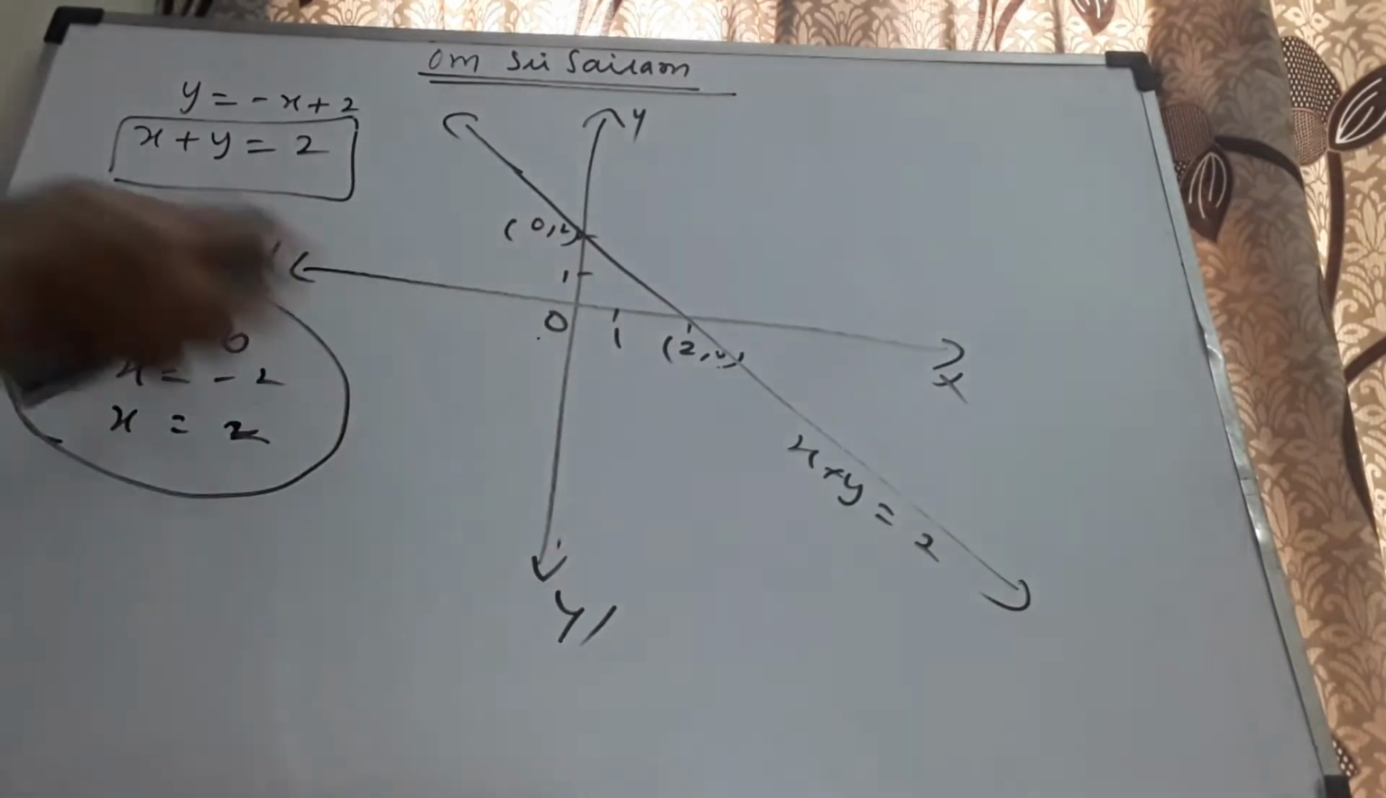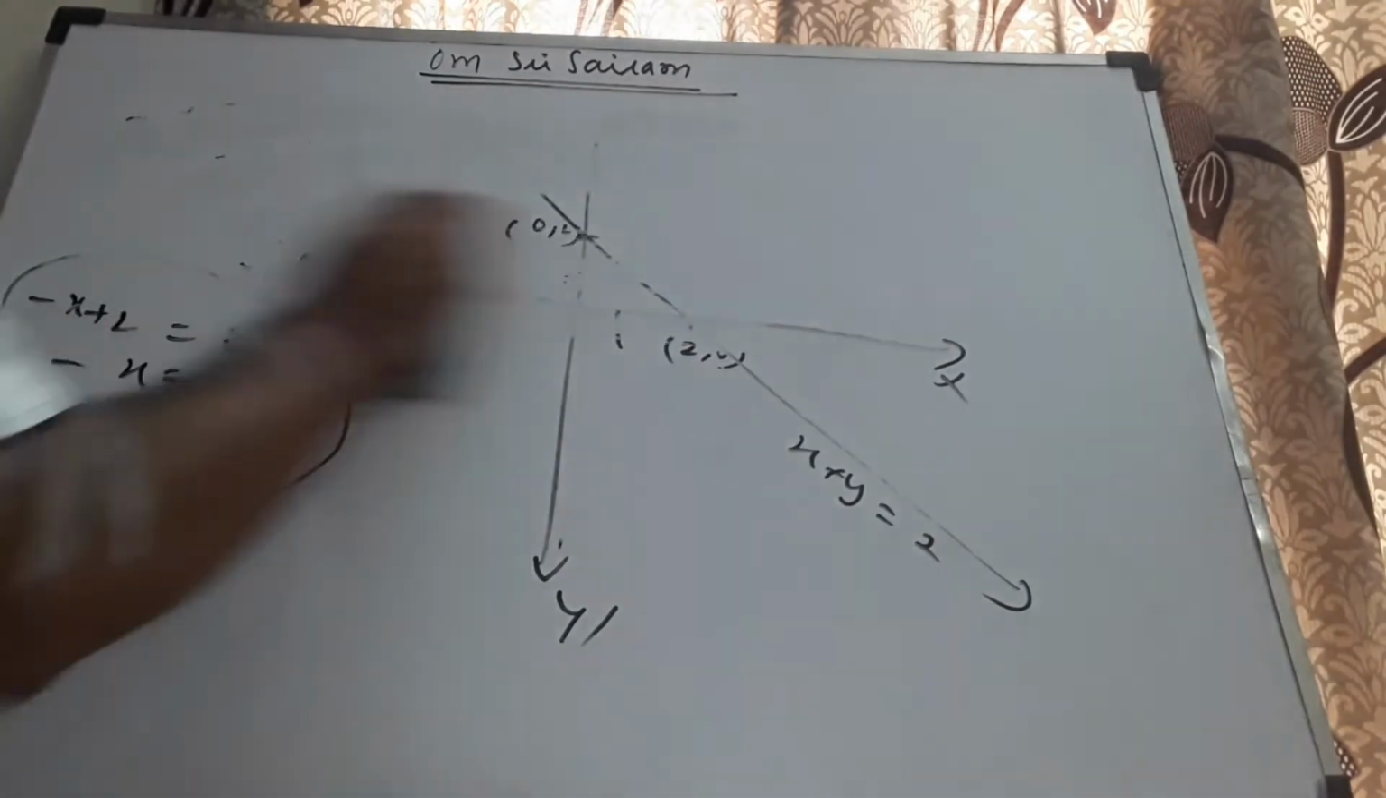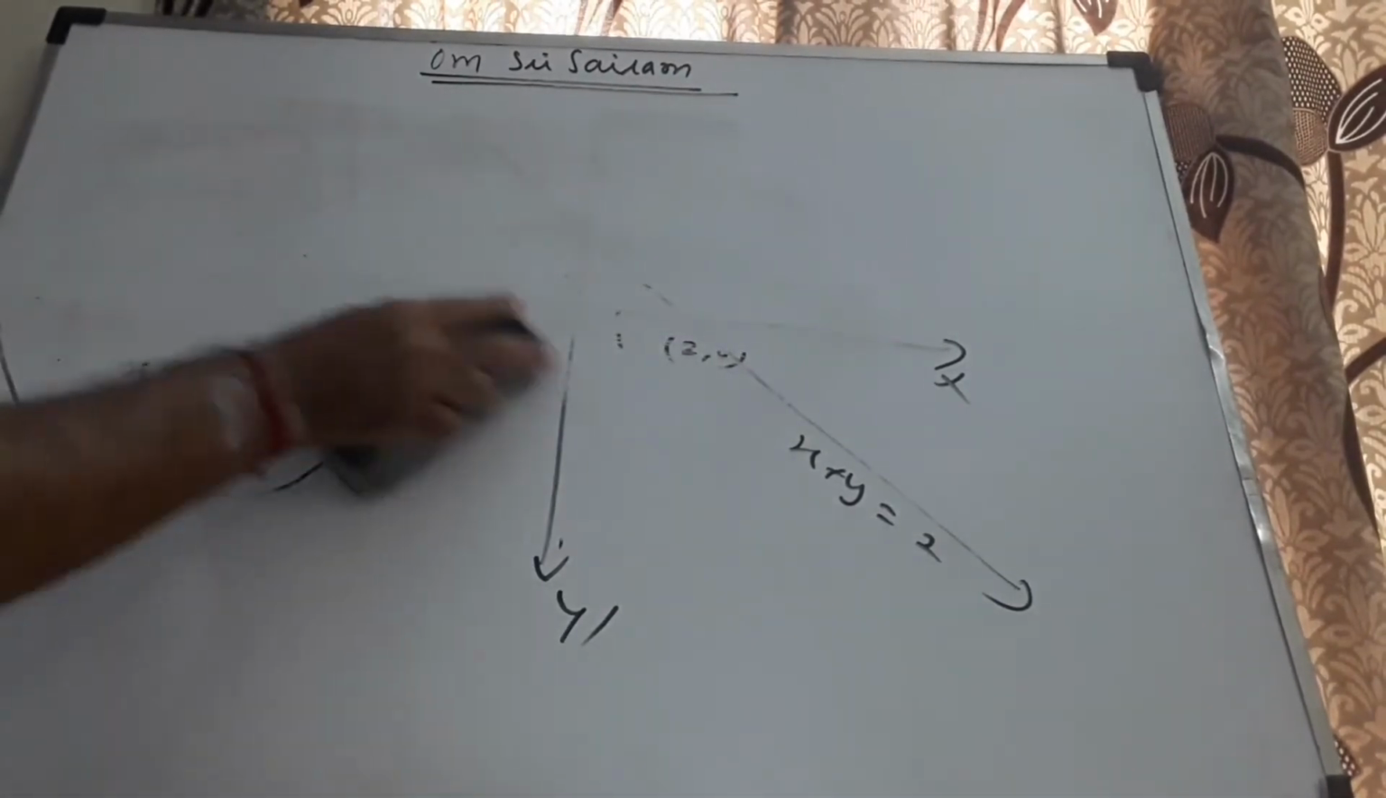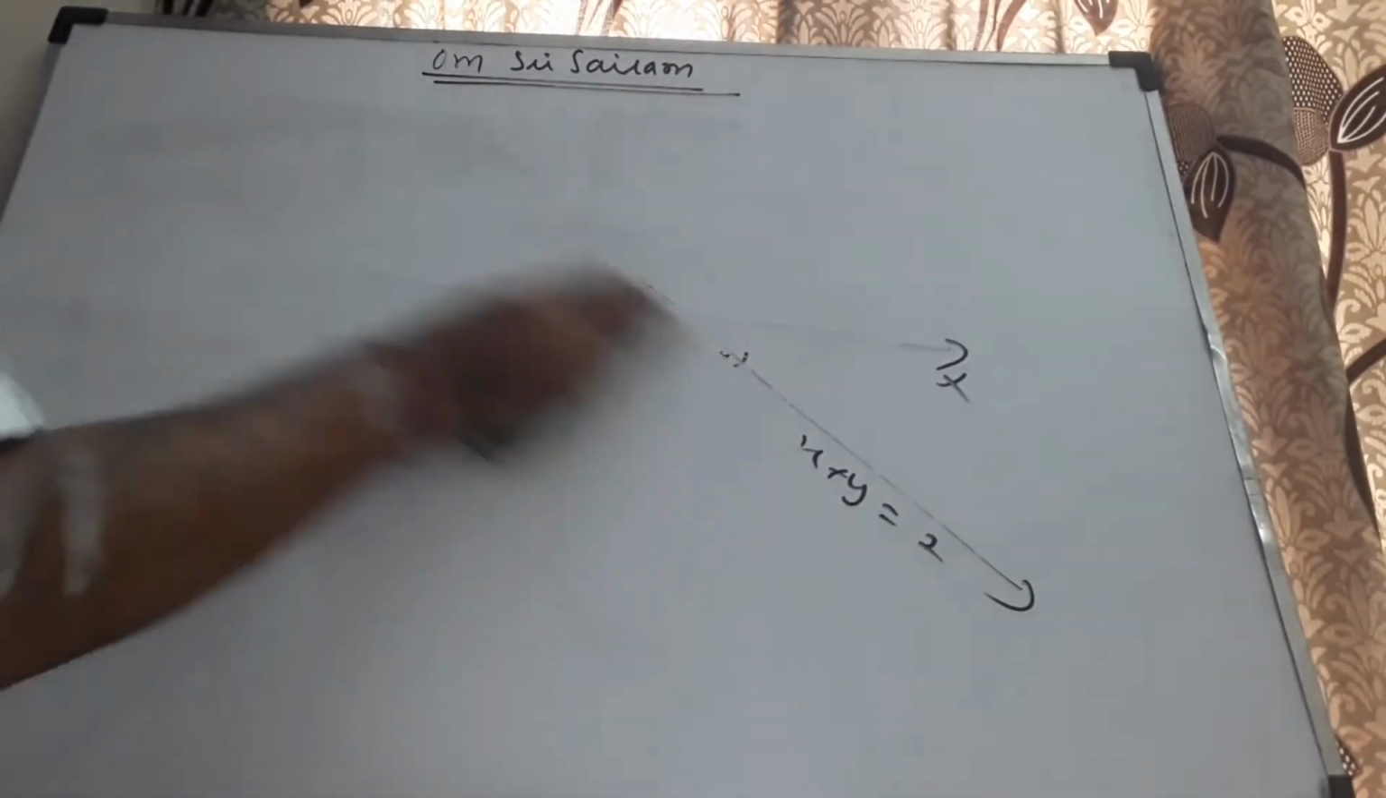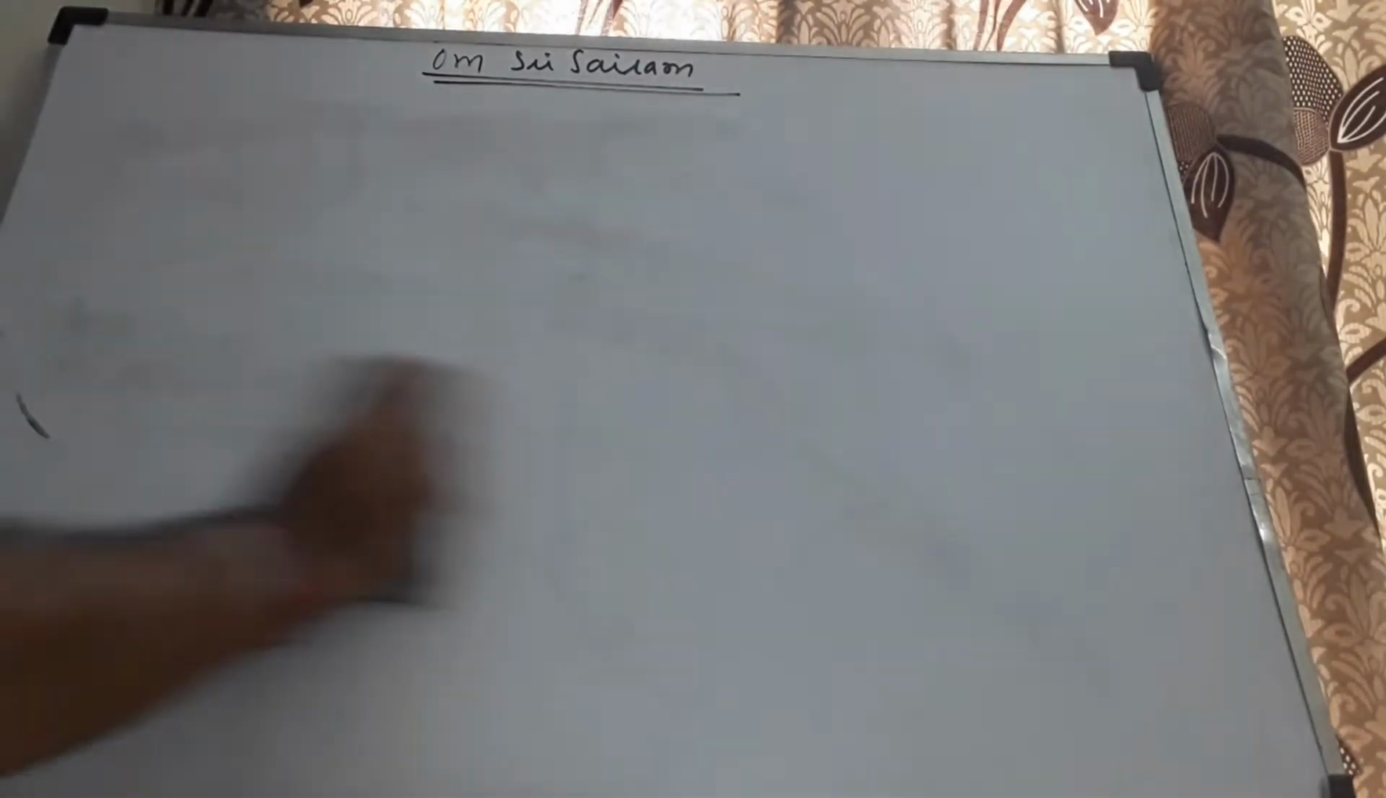This is how we get the zero of a linear polynomial. You will definitely have a real zero unless it is parallel to the x-axis. It will definitely intersect the x-axis.